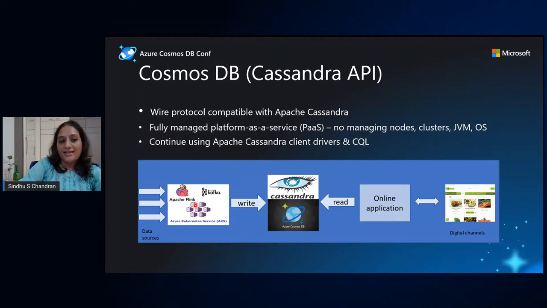So this is the kind of setup that they are moving to, where they will continue to use their Flink and Kafka based data pipelines hosted on Azure Kubernetes Service and writing to Apache Cassandra provided on Cosmos DB. From there, the online application will read this data based on the requirements of the digital channels that this empowers.